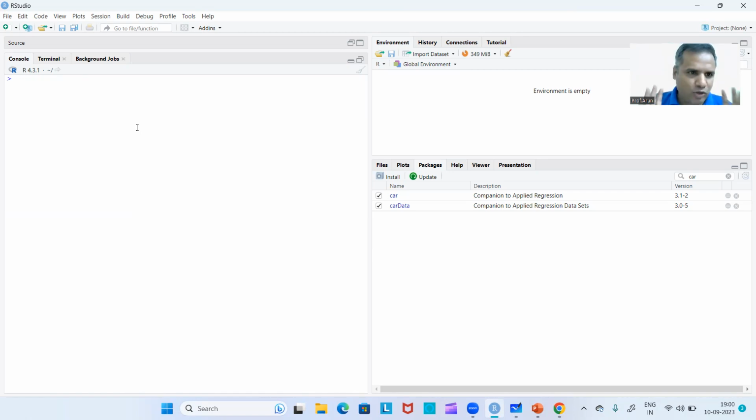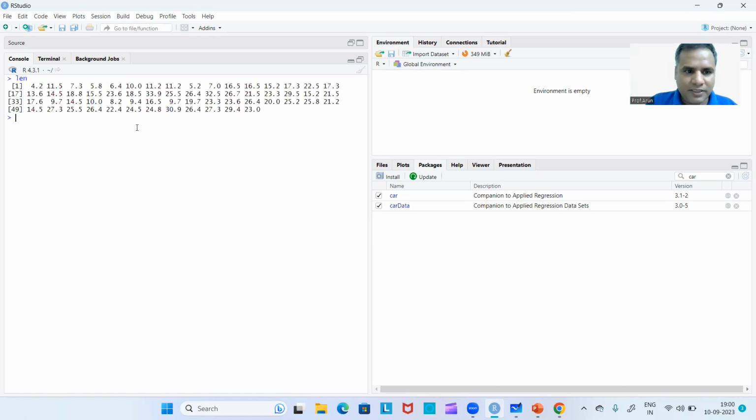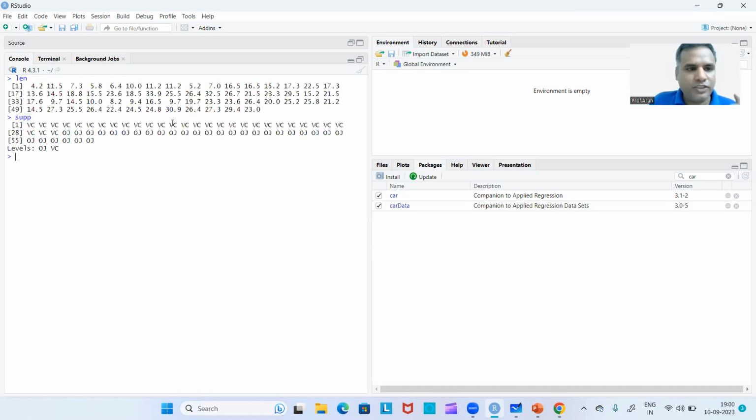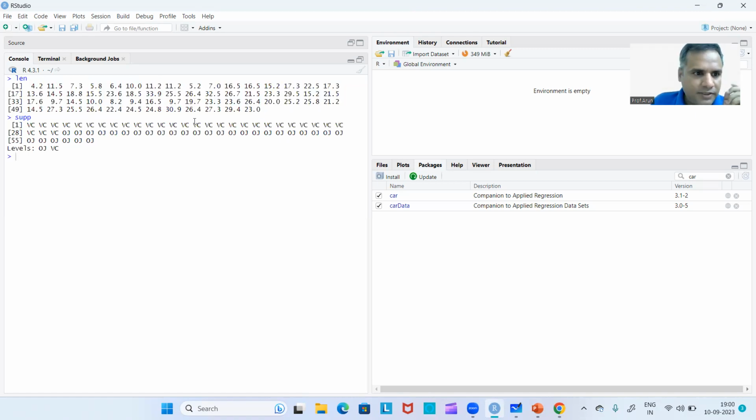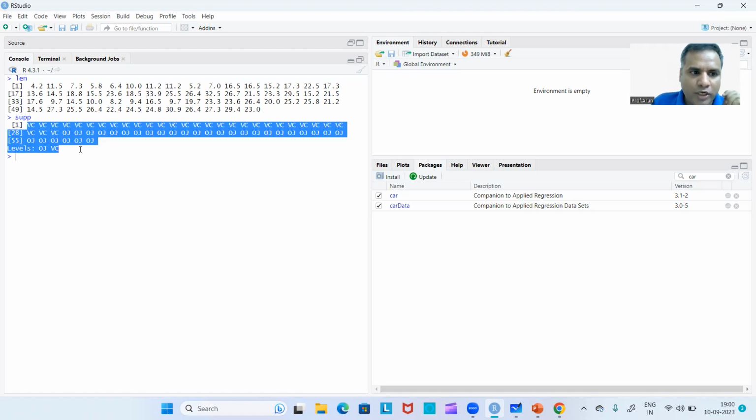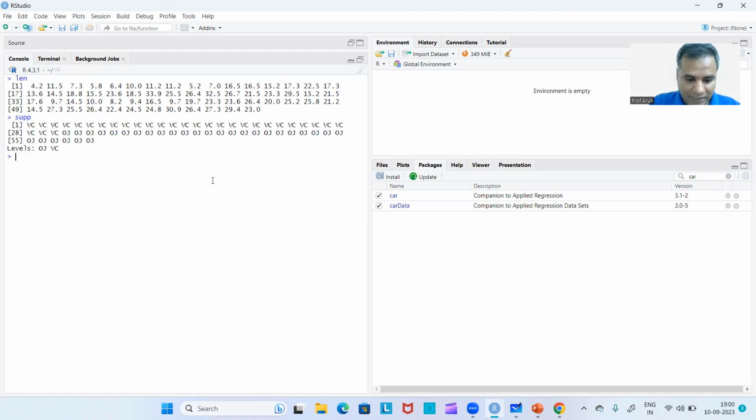Just practice. See, I normally attach once. Like I have attached the tooth growth data. So if I type len, I get this. If I type supp, all of you just pay attention. Length is my metric data, continuous data. And VC is my categorical data. If you want to check, you can check the class of this data, class of len.